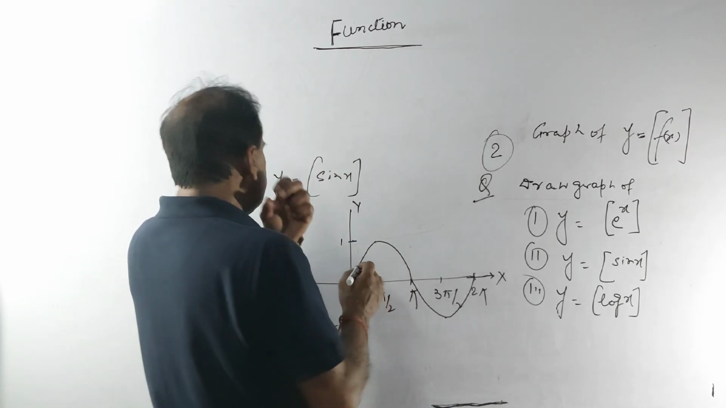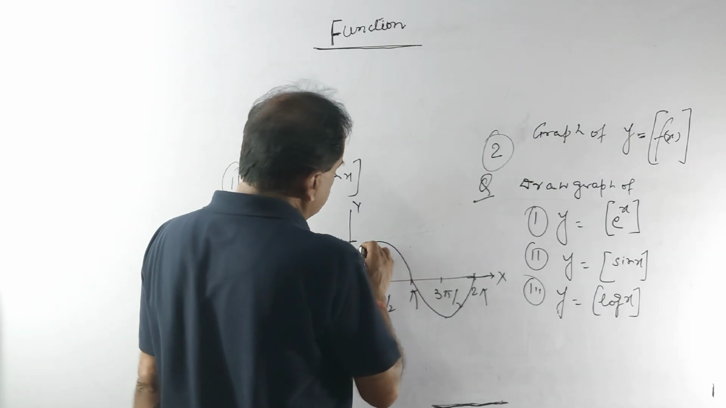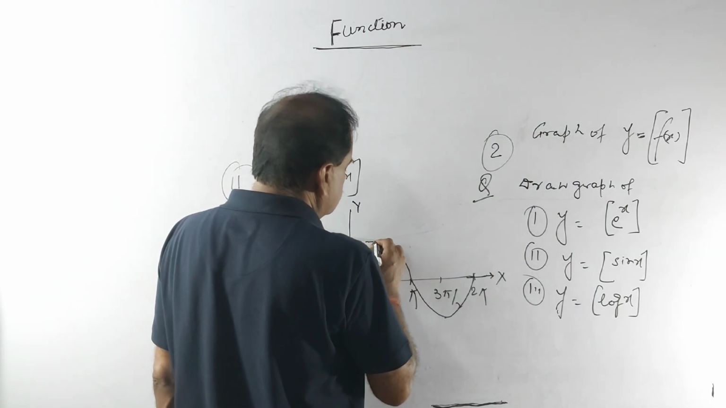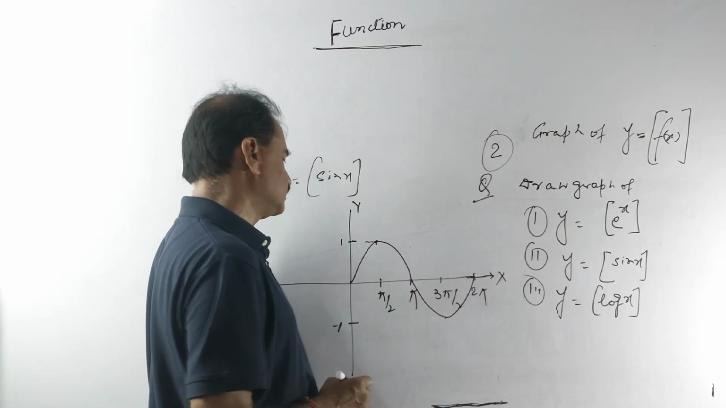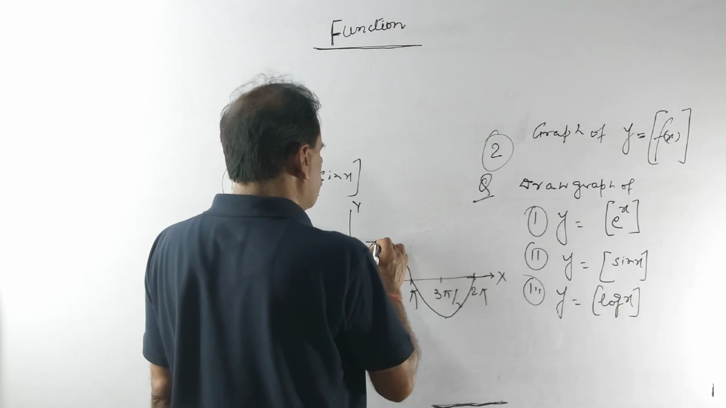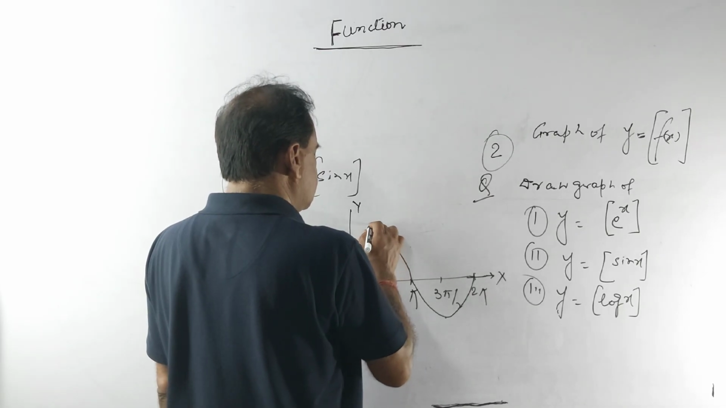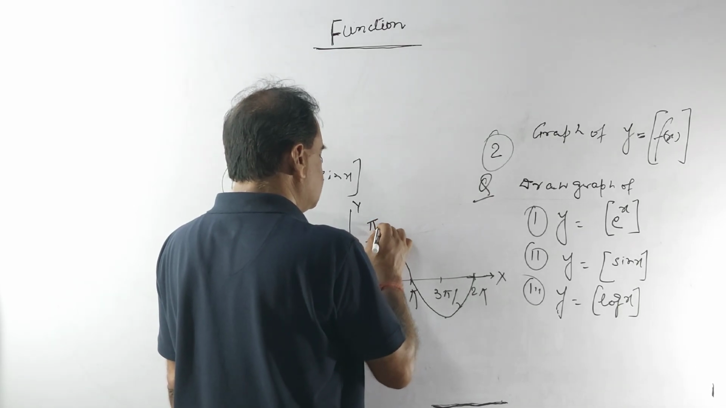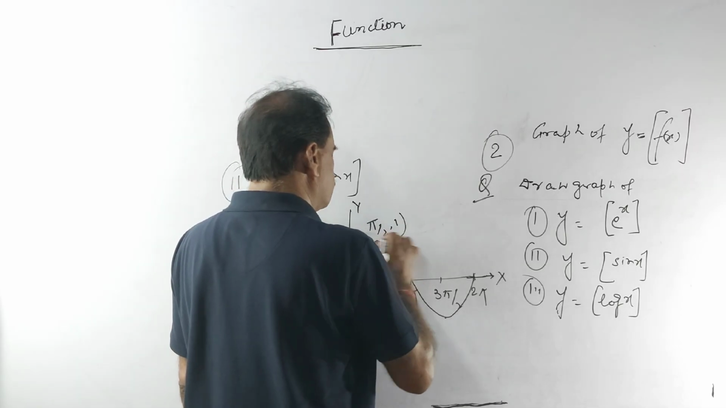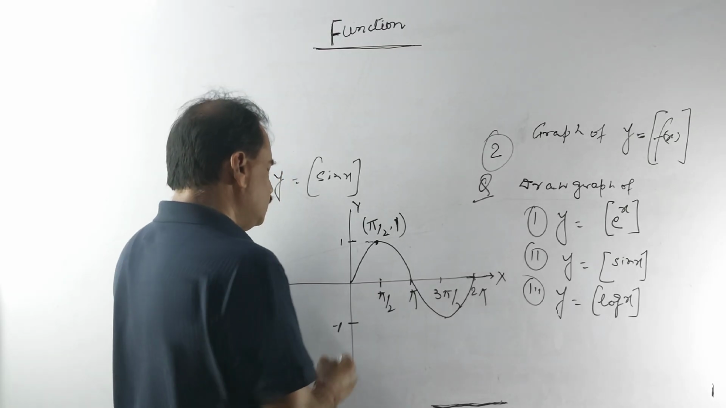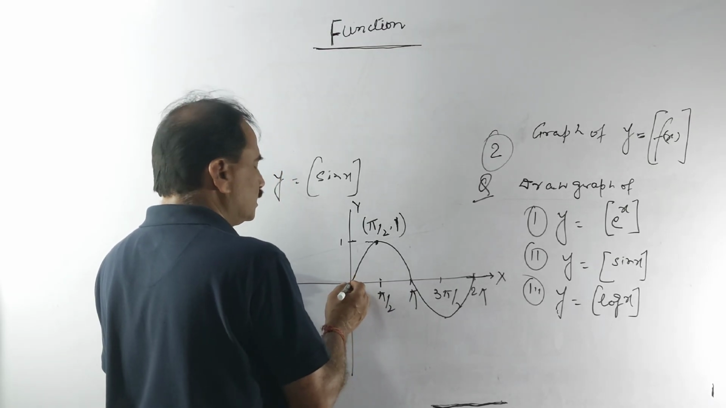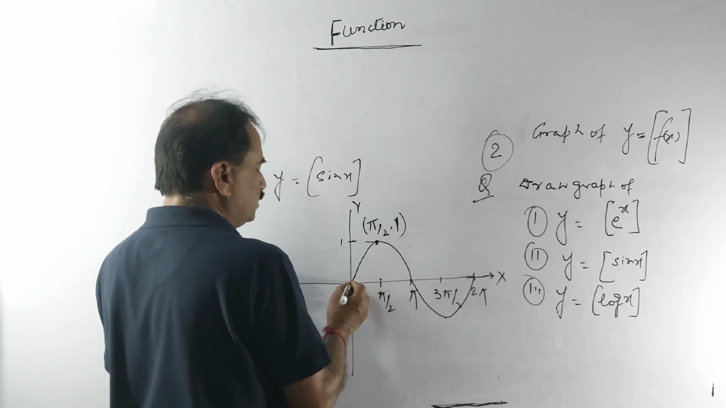So corresponding to this integral point, we draw a horizontal line to find the integral point on y equal to sin x. The integral point on sin x is this point, x equal to pi by 2, y equal to 1. So the integral value of sin x at this point is 1. The value of sin x at this point is 0.